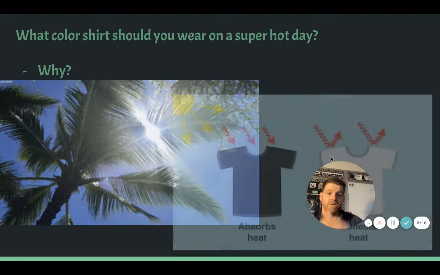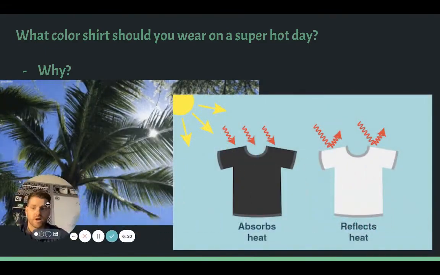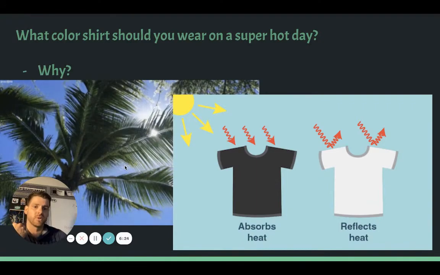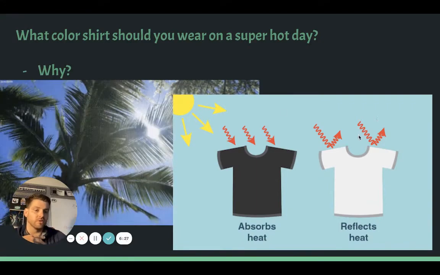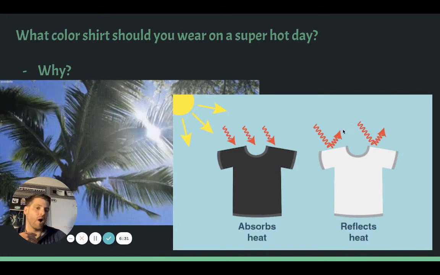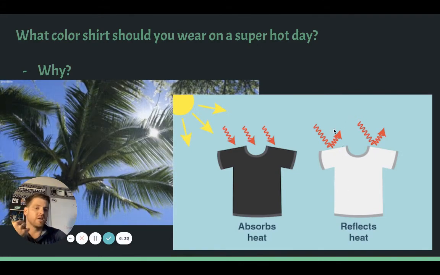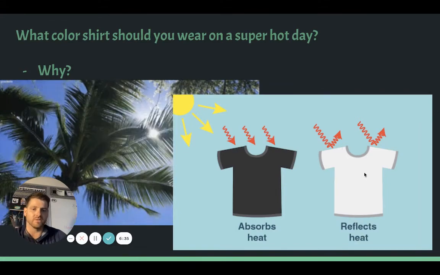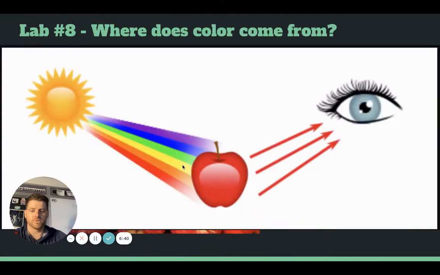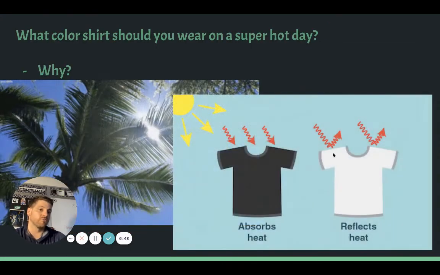The answer to this question is the white shirt. And the reason why you would want to wear a white shirt is because what we just discovered is that white light is made up of all the colors. So if all of the colors are hitting the white shirt and then reflecting off of it, that's why we see the shirt as white. So that means that no light is being absorbed into the shirt. The opposite was for the apple, where all of the colors get absorbed into the apple except for red, which comes off. The white shirt reflects all that light.